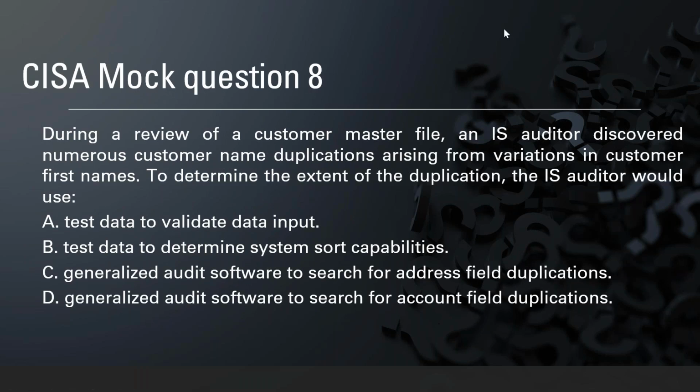During review of customer master file, an auditor observed numerous customer name duplications arising from variations in customer first names. To determine the extent of duplication, the IS auditor would use test data to validate data input, test data to determine system sort capabilities, generalized audit software to search address field duplication, or generalized audit software to search for account field duplications.